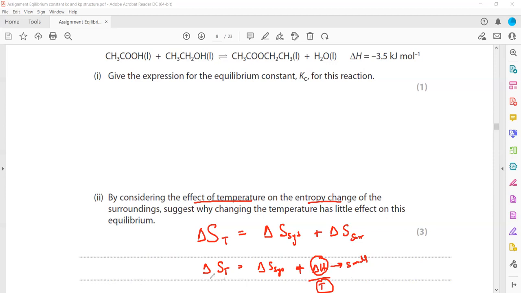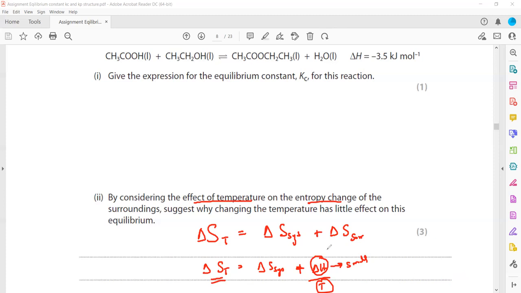So as a result, what will happen? The total entropy won't change much. For example, if delta H is like 0.00001, and I divide by 300, or by 310, or by 400, that does not make much difference, because the value is already small. So even if I divide by a small or a large number, it does not make too much difference to the final value.